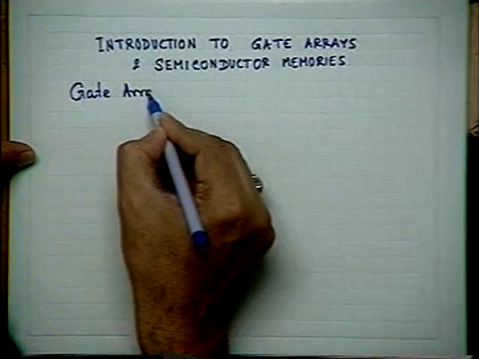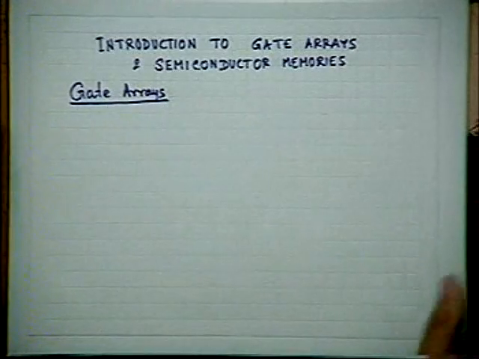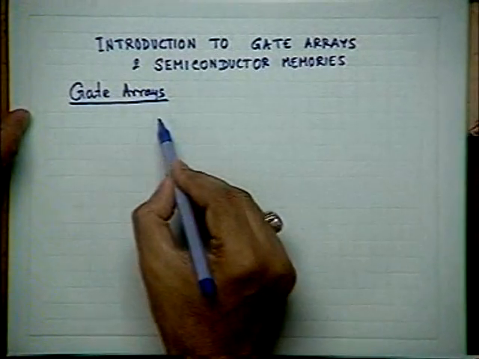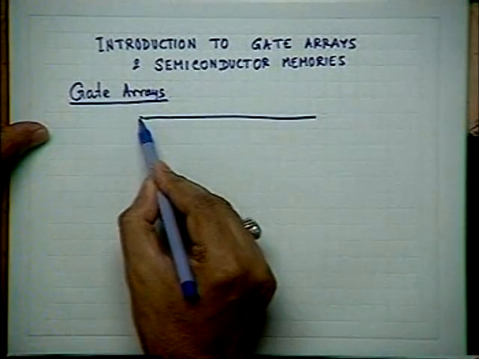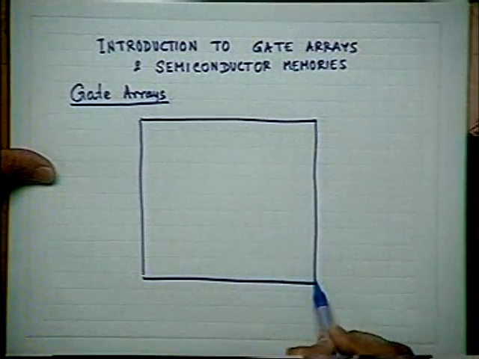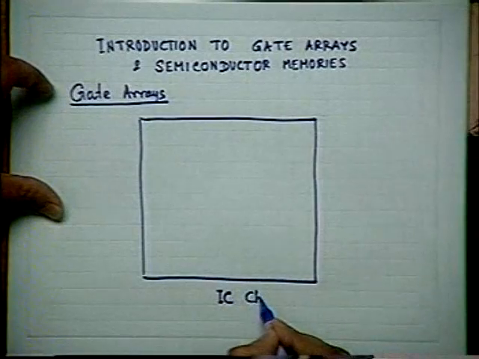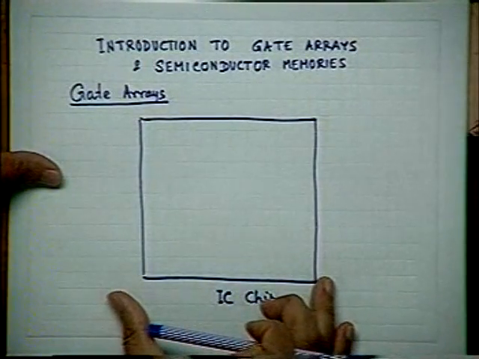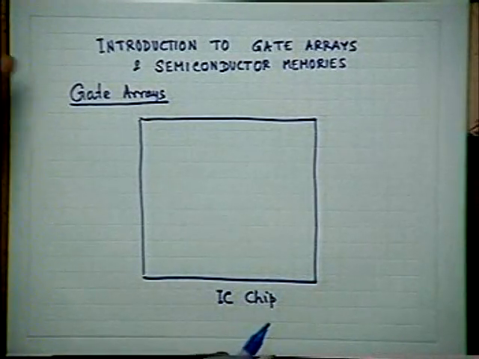What are gate arrays? In the gate array approach, normally the whole chip, suppose this is a semiconductor IC chip, whose size may be several millimeters, and today of course it can be even several centimeters. Typically 4 centimeter by 4 centimeter is the chip size of a big processor containing millions of transistors. But usually chip sizes are limited to 1 centimeter and normally do not exceed it.